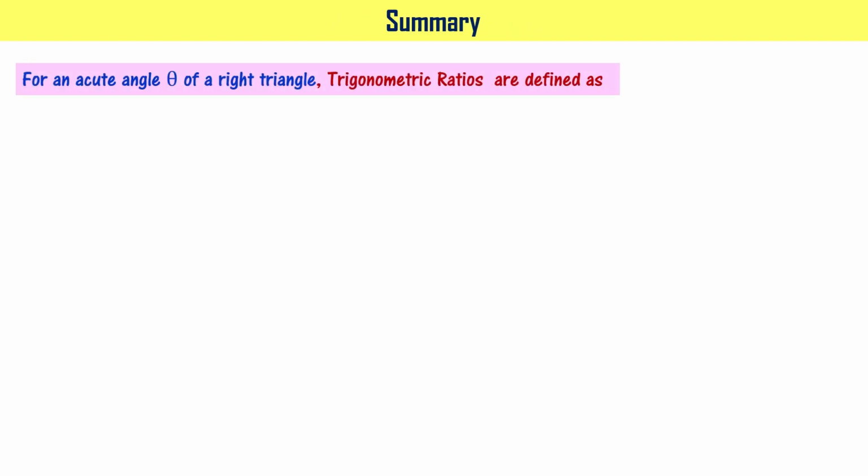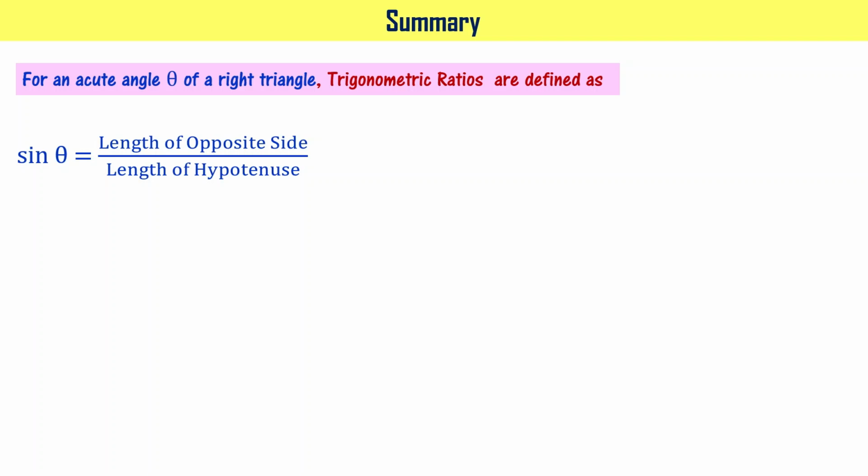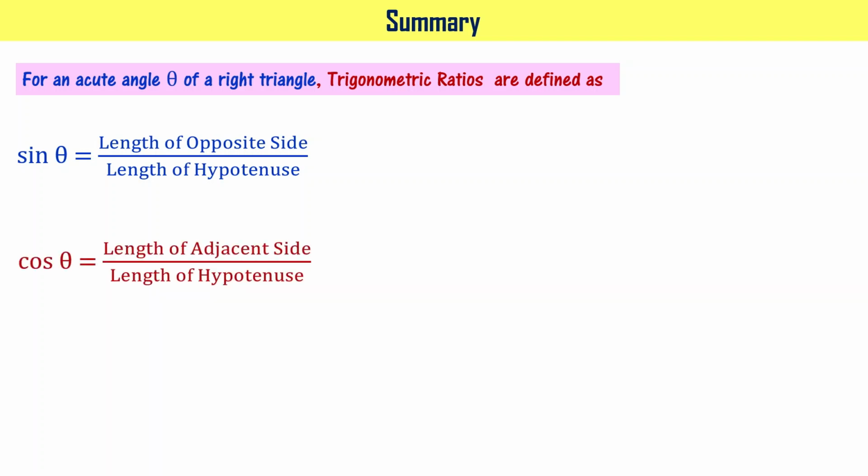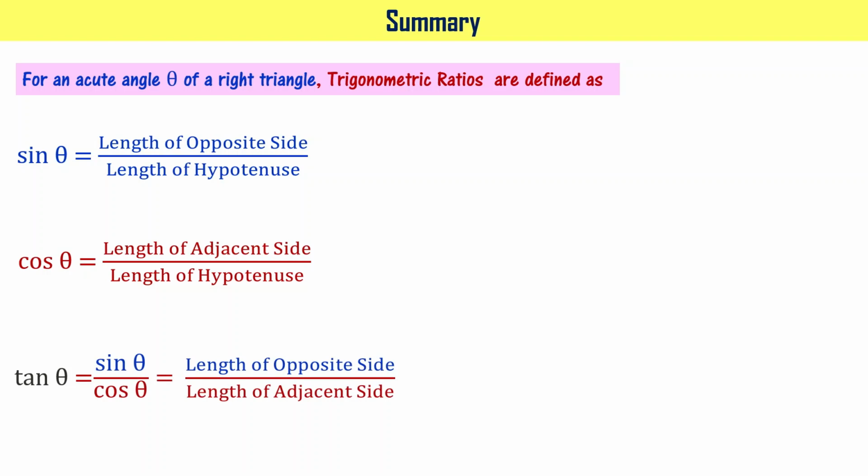Let's summarize what we have learned just now. For an acute angle theta of a right triangle, the trigonometric ratios are defined as following. Sin theta equal to length of opposite side divided by length of hypotenuse. Cos theta is length of adjacent side by length of hypotenuse. Tan theta, which is a ratio of sin theta and cos theta, that can be written as length of opposite side divided by length of adjacent side.